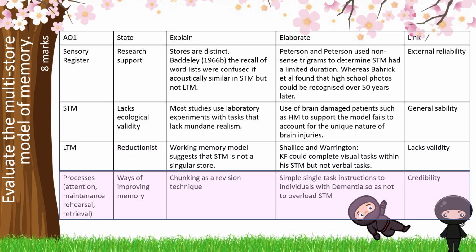We then talk about our processes, and we've discussed how that would work, and that's linking into the application of the multi-store model and how we've used this in society to improve memory. Chunking's a great one here, reducing the capacity of the information that we're trying to remember in order not to overload the short-term memory. We could also talk about this for dementia patients, again, not overloading the capacity. All of this gives credibility to the multi-store model in how our memory works. In the effective use of it is giving external validity.